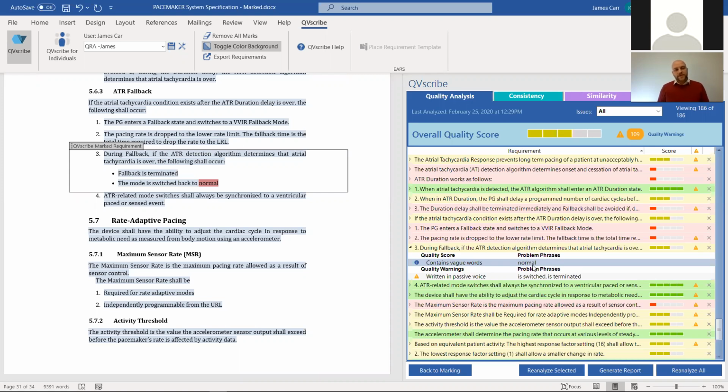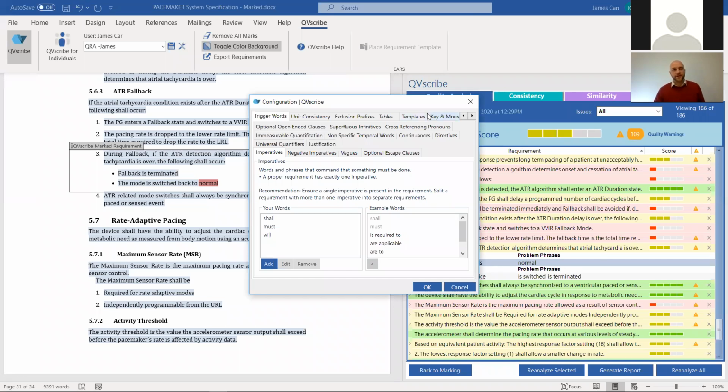And then the third option is, okay, for this document or for this type of document that we're working on, I don't want to be notified when the word normal comes up. And so you can actually go to a configuration that's up here. And with QVscribe for Teams, which is our enterprise solution, only certain people will have access to this configuration file. So you need to actually be authorized to be able to go and make changes to these configurations. Your default users won't be able to go in and make changes to the configurations, but they can choose which configuration to use for their file.